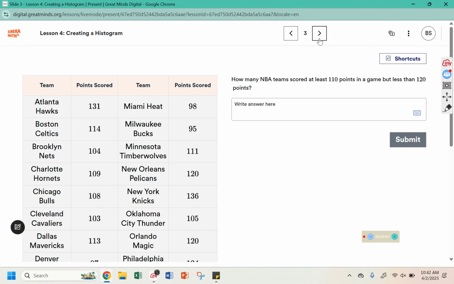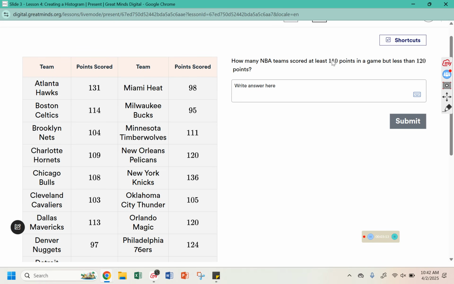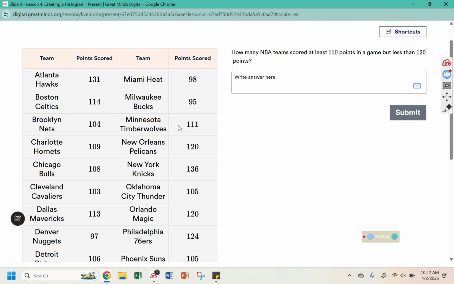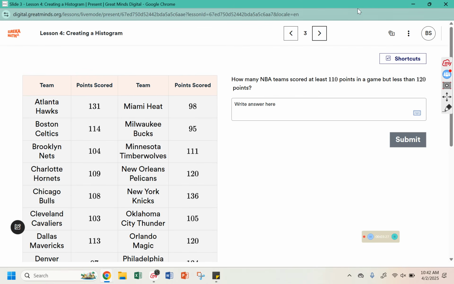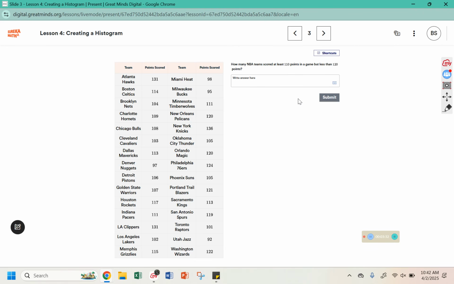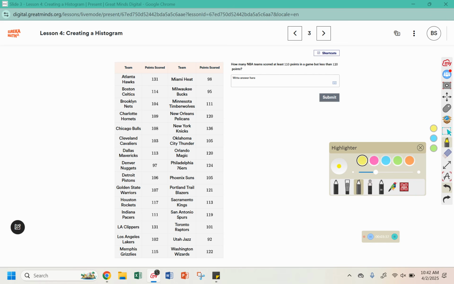How many NBA teams scored at least 110 points in a game, but less than 120? So we need 110, but under 120. So 1, 2, 3, 4. Nope, just 1. Over 110, 110 or above. Okay. I'm going to shrink this down so I can see them all at once. Here we go. And I'll highlight the ones that are 110 or above, but still below 120.